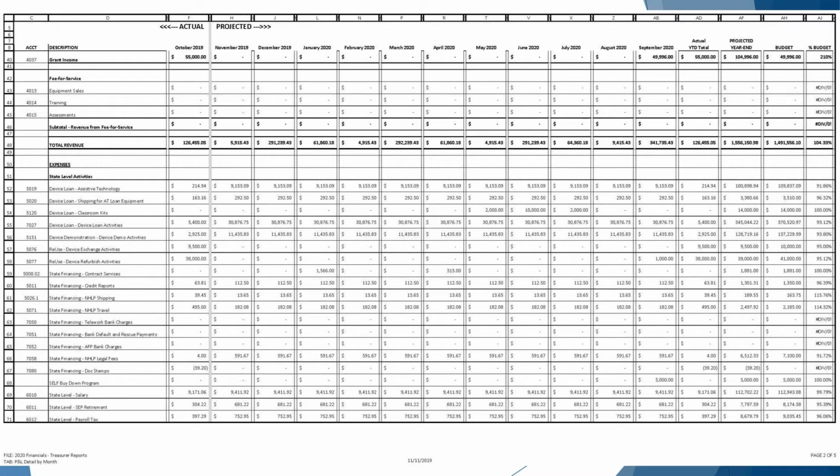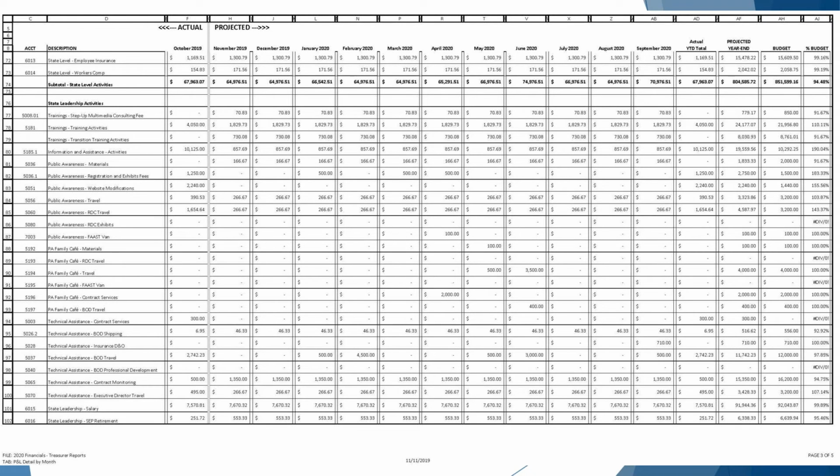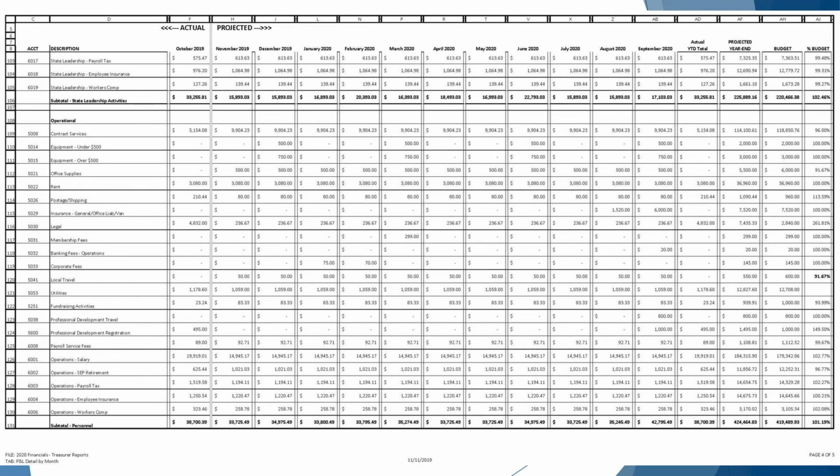Then we start getting into all of our expenses. We break them down by the state level activities, state leadership activities, and operational activities. This is due to the federal government through the AT3, which is the organization that oversees the AT Act contracts. They are looking to see where we're spending our money percentage-wise, and they want us to spend more money on the state level activities and a little bit less money on the state leadership activities, which is something that the executive committee addressed when we looked at the budget for this fiscal year.